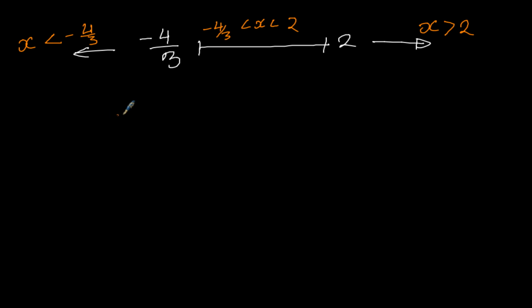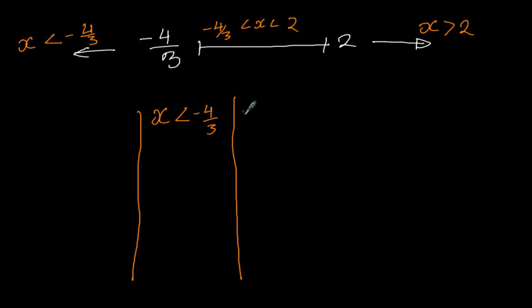So in our table, we shall be having x less than negative 4 over 3, and then negative 4 over 3 less than x less than 2, and also x greater than 2.